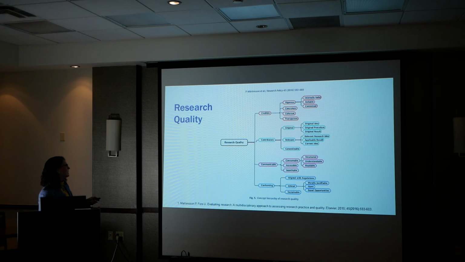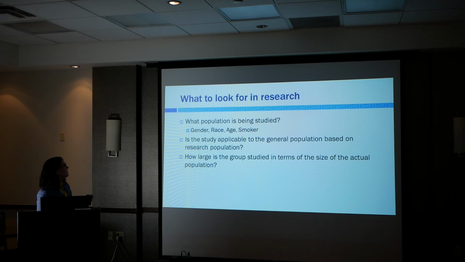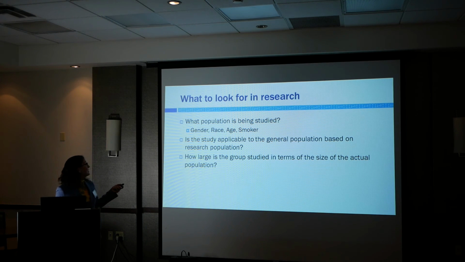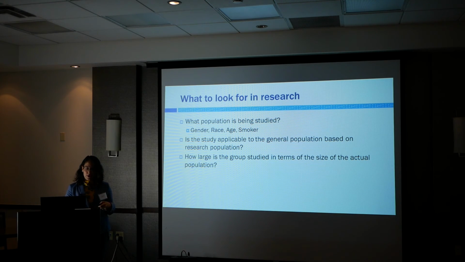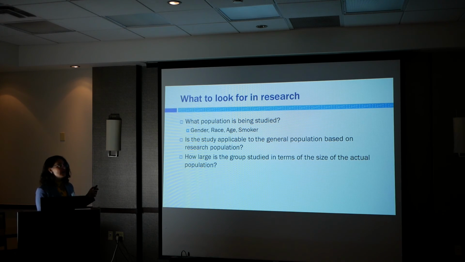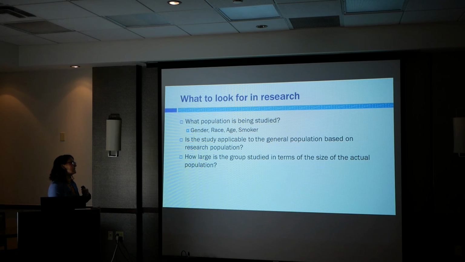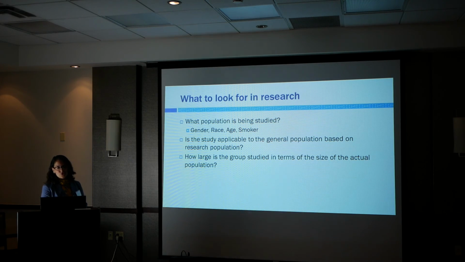So this is just a little bit of an infographic on research quality and how to assess it, right? That's more for you to enjoy on your own time. But then what are we looking for in the research? Again, so sort of redundant. What populations being studied? What's the gender? What's the race? Cultural background? Age range? Smokers or non-smokers? This can be a big one. And then overall environment. Is the study applicable to the general population based on the research population?